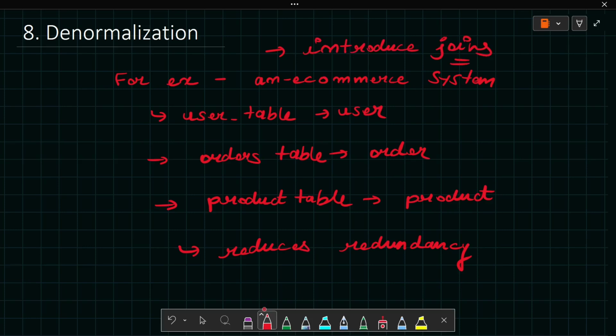When retrieving the data from multiple tables, you are going to user table, and then you are going to check orders table, and then you are going to check products table. These are interlinked, these are connected to each other. Suppose you are going to orders table, so you are going to check which user has made the order, right? And which order is connected to the product. Then these are interconnected by joins, right? This is also slowing down the query.